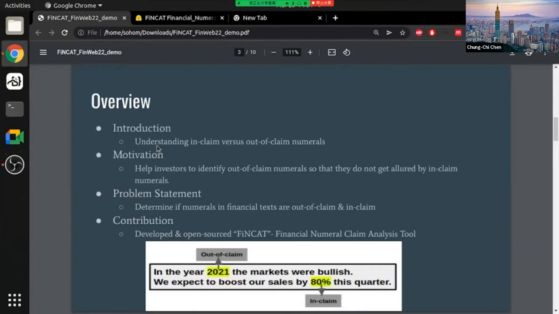Just an example, you see at the bottom of the slide. In the year 2021, the markets were bullish. We expect to boost ourselves by 80% this quarter. In these two sentences, in the first sentence, 2021 is an out-of-claim numeral, whereas the numeral 80% present in the second sentence is an in-claim numeral.